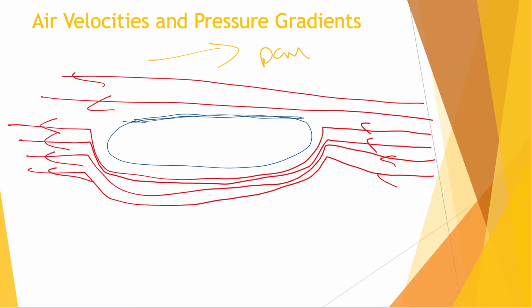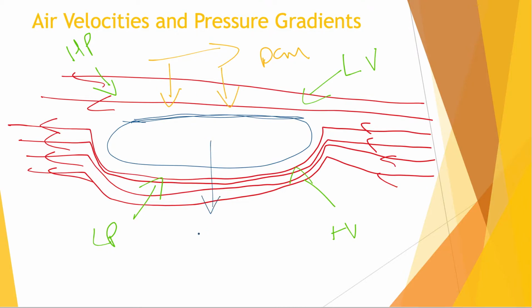Again, I would need to label it high velocity, low pressure. If you were in the exam, you would actually write these words. Low velocity, high pressure, that's creating a pressure gradient. It's doing this to the object and it's creating downward lift force.